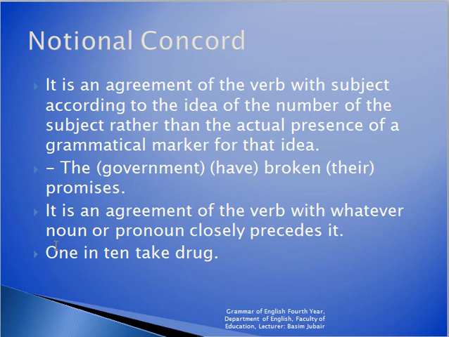Now, in this example, we can either say the government have broken their promises. Why? Because the promises cannot be taken but by a group of people, and the notion is that the government is a plural noun. We can also say the government has not done its job. Why? Because the government can be dealt with as a singular noun as well. Now, this is what is meant by the notional concord. So here, the concord or the agreement depends on the notion, the idea which the speaker or the writer has in mind.